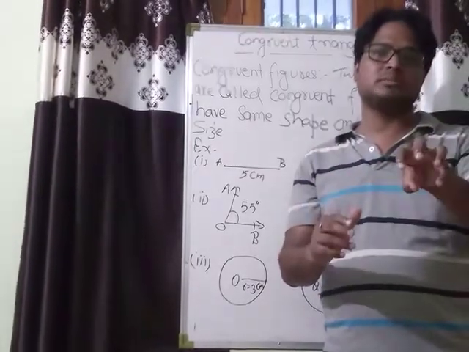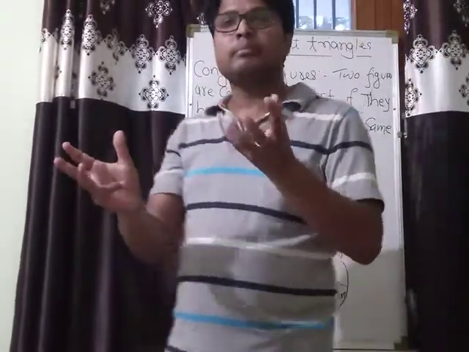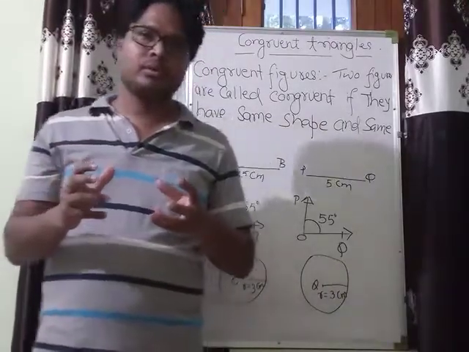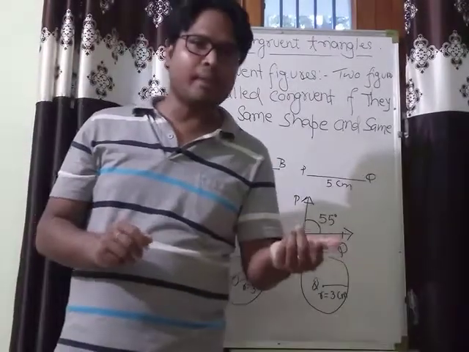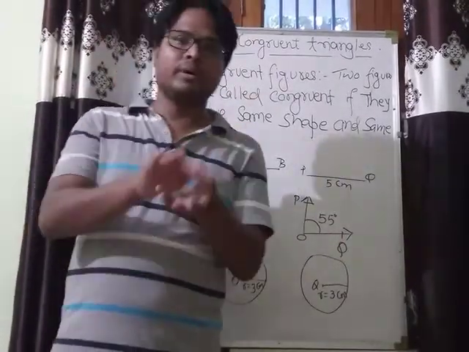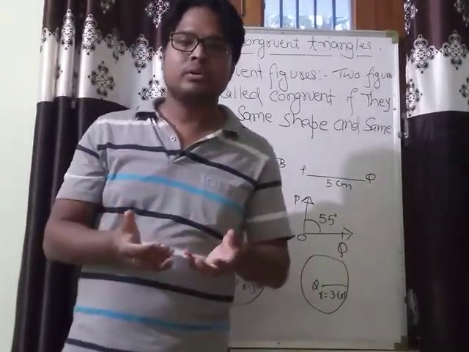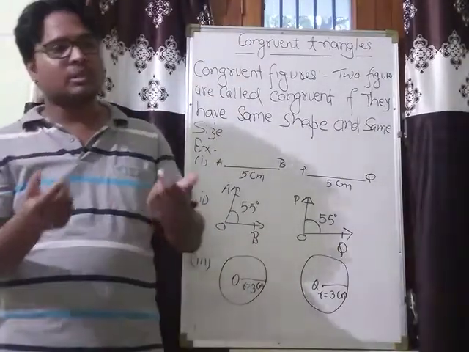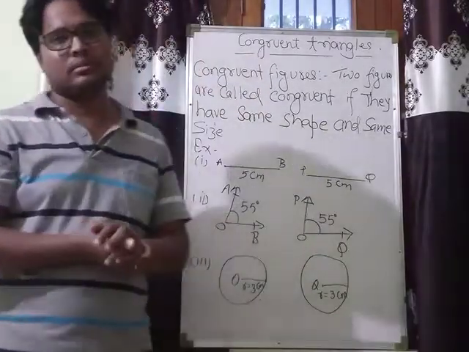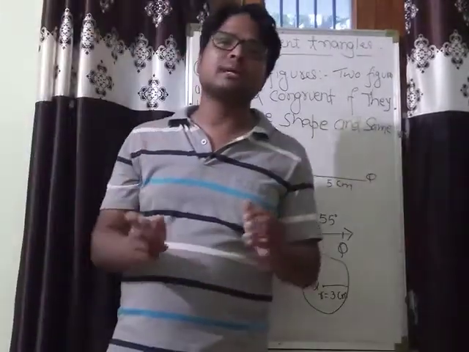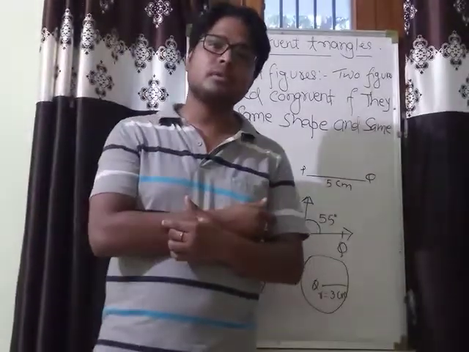If one circle is small and another circle is big, then both have the same shape but not the same size. Because if you have a coin of 25 paise and another of 50 paise, they overlap each other but cannot completely cover each other. But if you have two coins of the same value, 50 paise, 50 paise, then they completely cover each other. Why? Because the two coins have the same radius. Okay, so those are some examples of congruent figures.